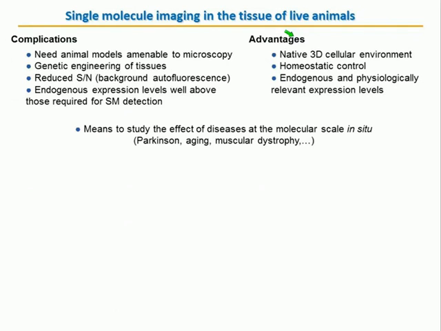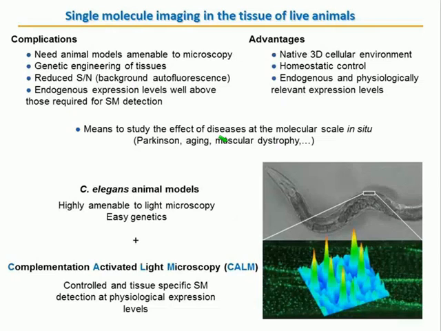which allow you to look at these molecular processes at different scales and at different stages of a disease, and you can think about looking at Parkinson's, aging, or muscular dystrophy. And for today, what I want to show you is that you can use C. elegans nematodes as an animal model, which are highly amenable to light microscopy, notably because of their easy genetics. And a new technique for single molecule imaging called complementation activated light microscopy, or CALM, which allows a controlled and tissue-specific single molecule detection at physiological expression level by simple knock-in of fusion protein.